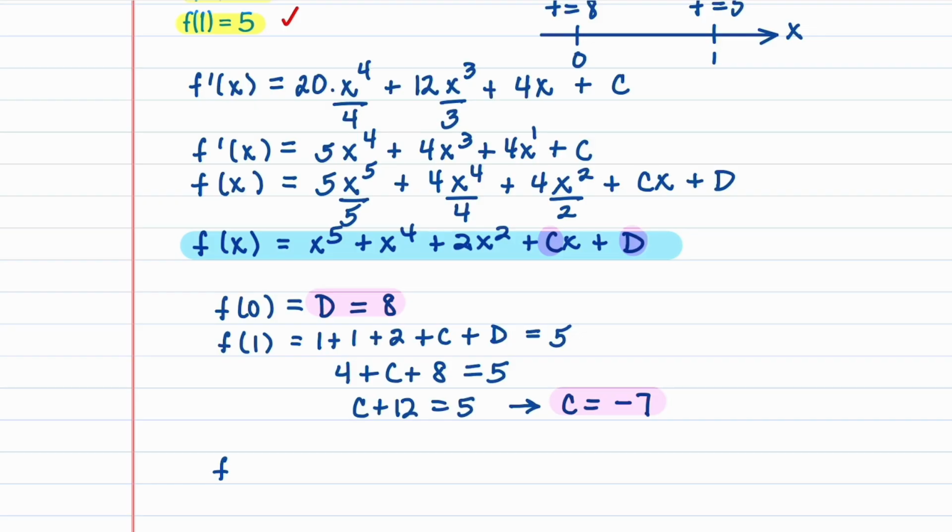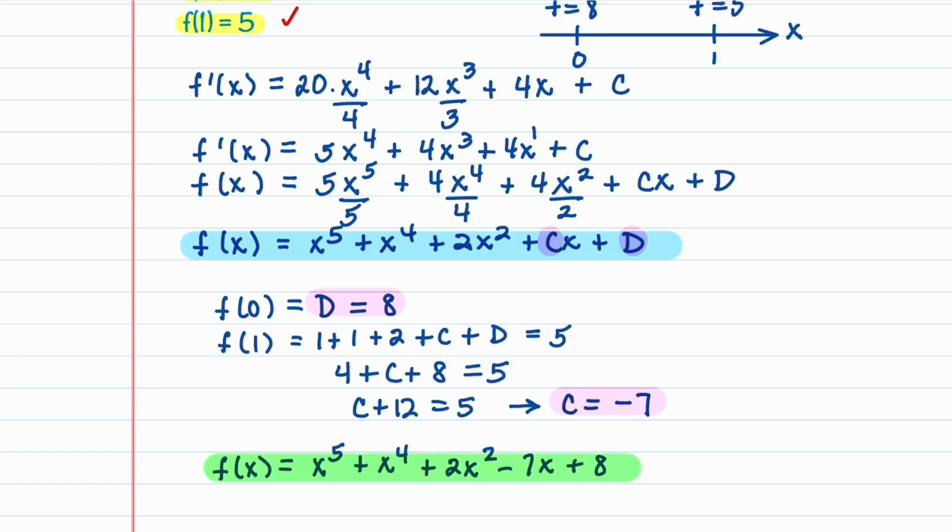Our answer is f of x is equal to x to the 5th plus x to the 4th plus 2x squared minus 7x plus 8. And that's our answer. One nice way to check this answer is to let x be equal to 0 and then 1 and make sure that you get 8 and 5.